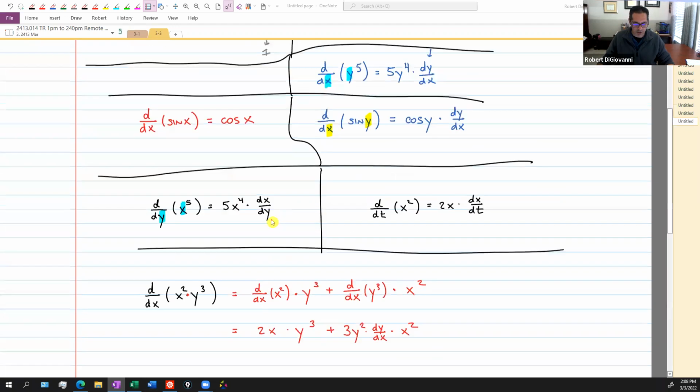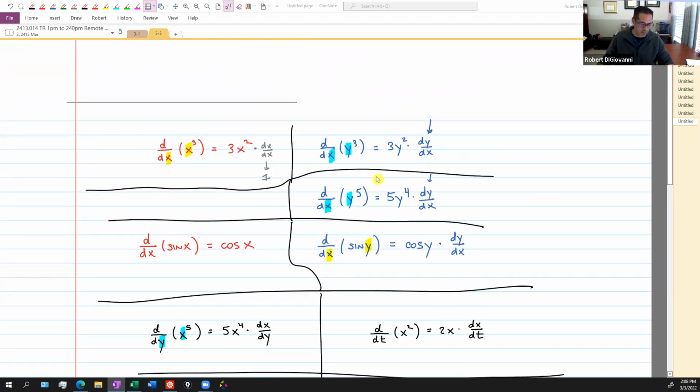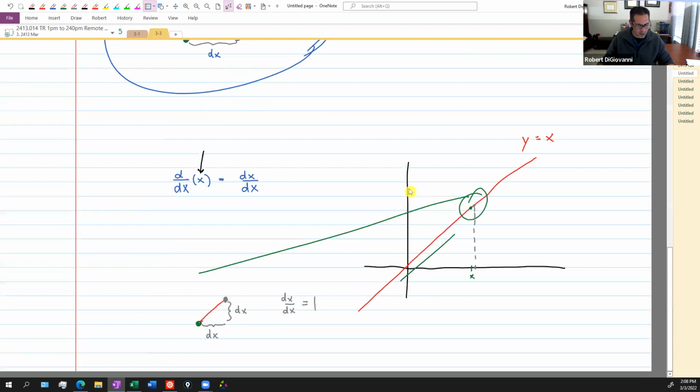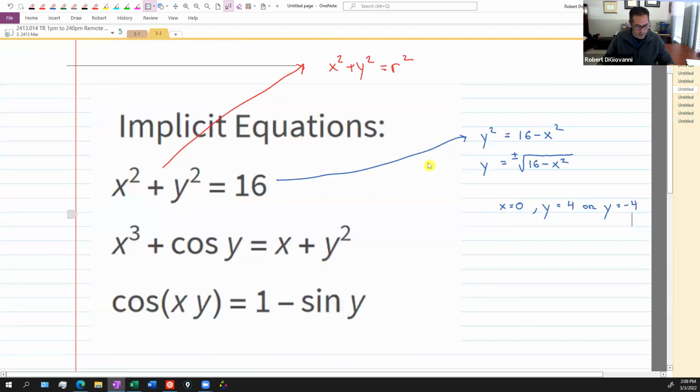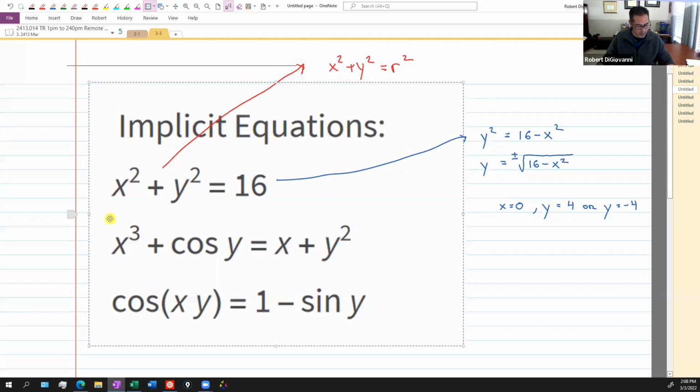All right, this was all just to make sure you understand dy dx and you know what the variable is. Let's go back to those functions that we started class with, and let's see if we can find dy dx for something like this one.